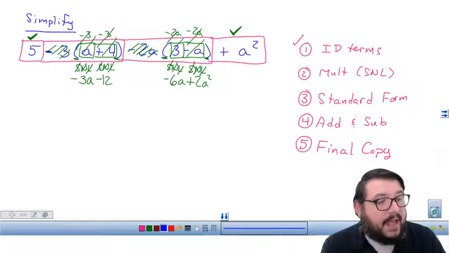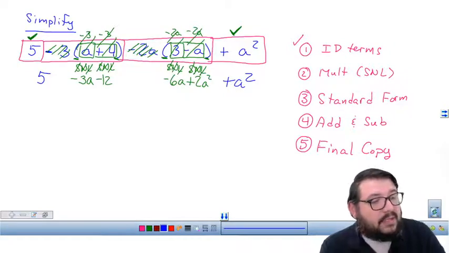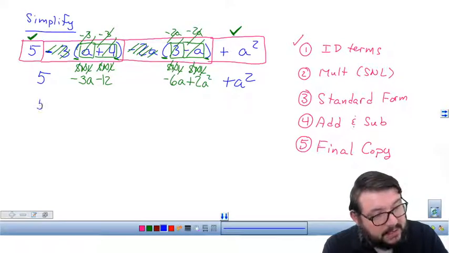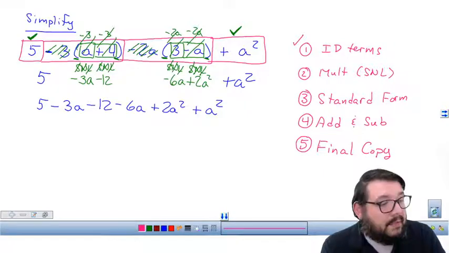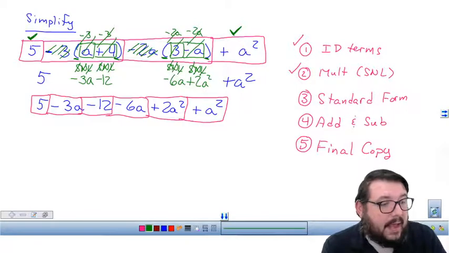Now, don't forget, if anything is difficult, this is the part that's difficult to me. Don't forget to bring down that 5 and that plus A squared. Okay, so I'm going to recopy this because I like to do things a little bit easier to see by being neat. Now we've done our multiply step, so we're going to focus on this standard form step. Again, don't just let terms sit. Identify them.